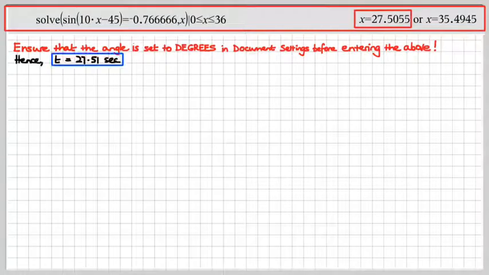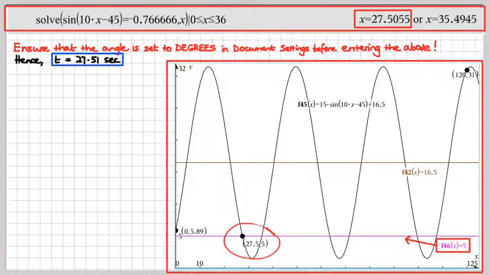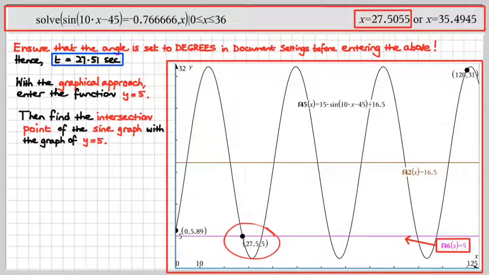Alright, so therefore, having done all that, yes, I've got t is 27.51 seconds. That's the first time that she passes the access platform. There, and that's the graphical approach there. I basically did the graph, and then I did a graph of y equals 5, and I found, by doing analyze graph and intersection points, the first solution, which was down here. It's the same point, 27.5 seconds. Yes, there it is. So that's probably the best way to do those. But there's lots of traps in all that.